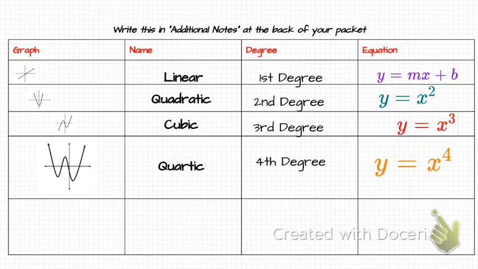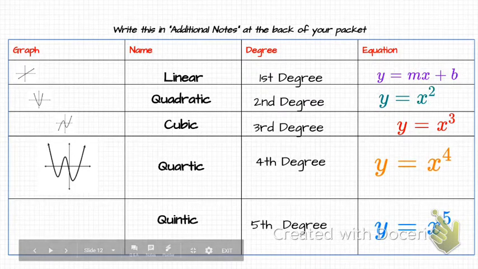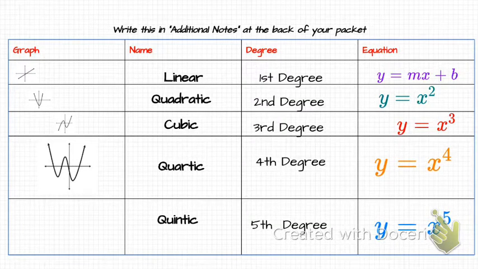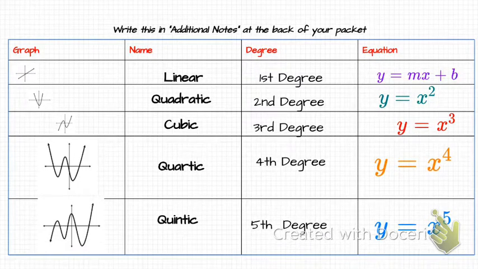Our 5th and final row is the quintic row. It's a 5th degree polynomial called quintic. We have y equals x to the 5th. And the function looks like this. It goes up and down, up and down, up and down 5 times. It crosses through the x-axis.